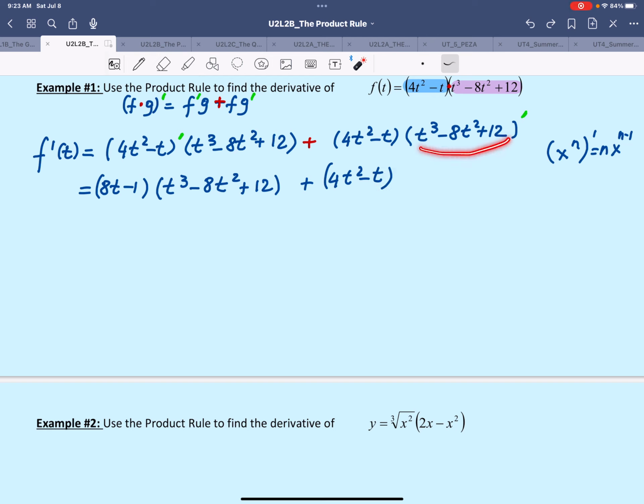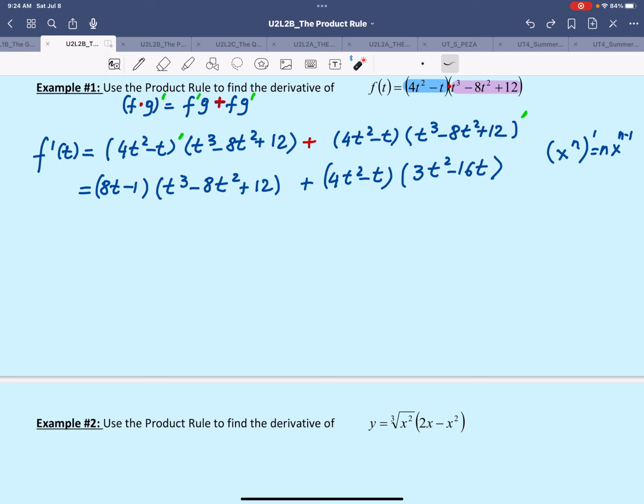Now we're taking the derivative of the second function here, so t to the power of 3 will have the derivative, remember 3 will become a coefficient, and t will reduce the power by 1, from 3 to 2, right? So that becomes 3t squared, minus 8 times the power 2, which is 16, t to the power 1, and the derivative of 12 is 0, so that's when we close the brackets.